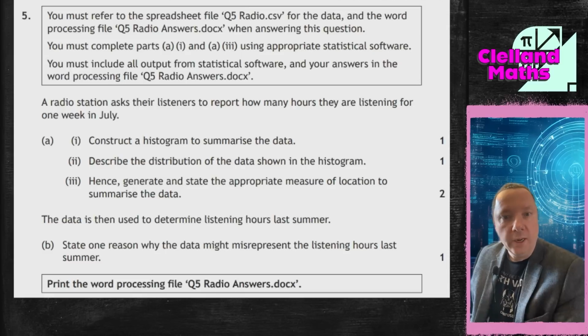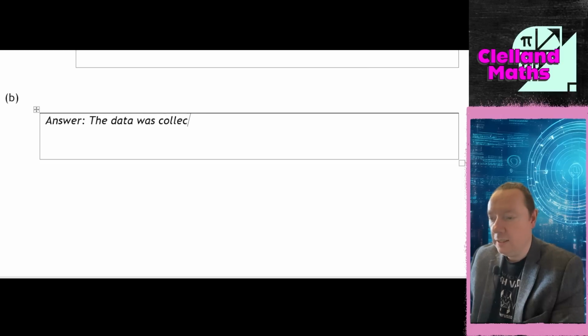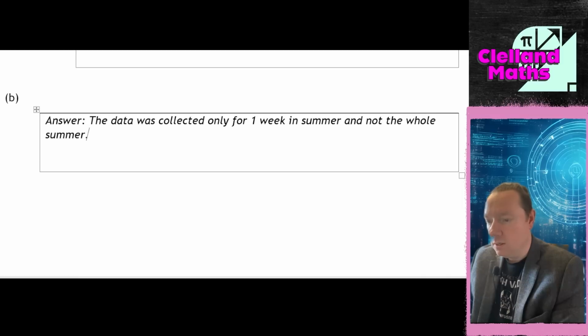Well, last summer is not the whole week of 1 week in July. It's probably about 8 weeks. So it only represents 1 week. It doesn't represent the whole summer. That's it. The data was collected only for 1 week in summer and not the whole summer.